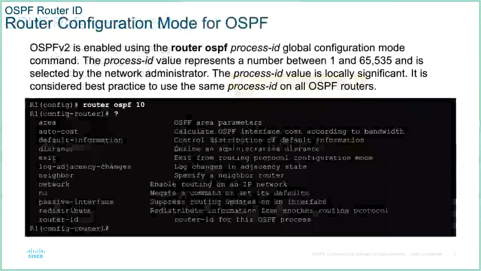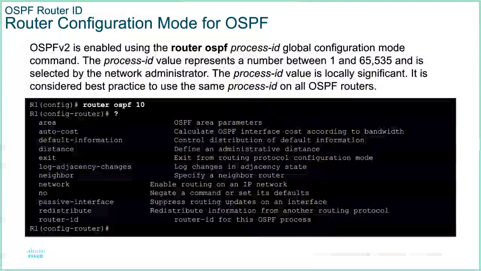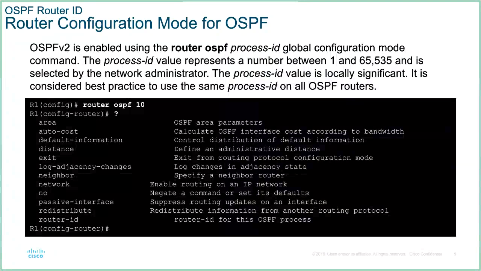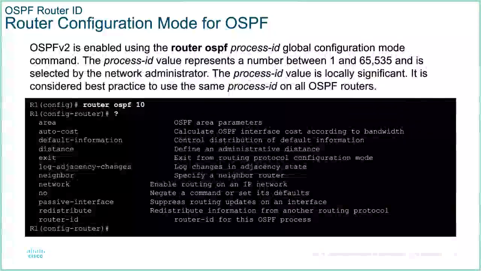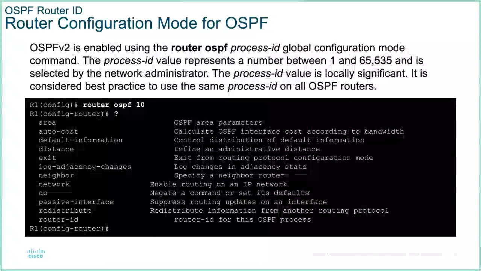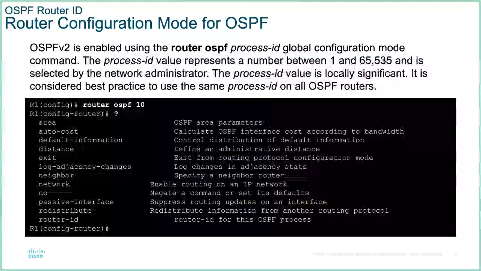So within the config, we have the router process, and in this case it's router OSPF, and then we follow that with the process ID. We can have multiple instances of the protocol running on the same device. This is why we need to identify which process we're configuring.